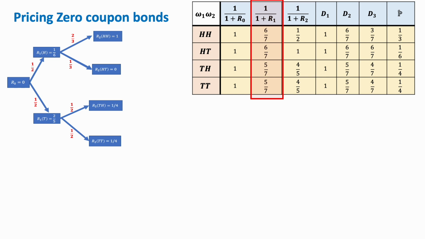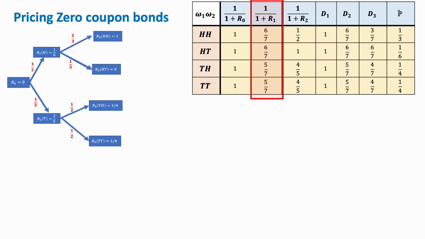So here we see the first coin toss is a head. If the first coin toss is a head, that means this R1 is equal to 1 over 6. So this amount here is just 1 divided by 1 plus 1 over 6, which is simply 1 over 7 divided by 6, which is 6 divided by 7. And that's what we have here.